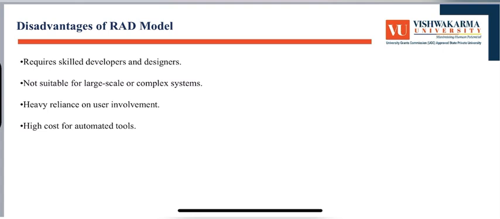Third is dependency on user involvement. There is heavy reliance on consistent and engaged user feedback. Fourth is high cost. It requires expensive tools and technologies like CASE tools for prototyping and automation.